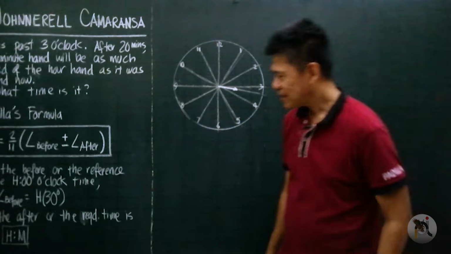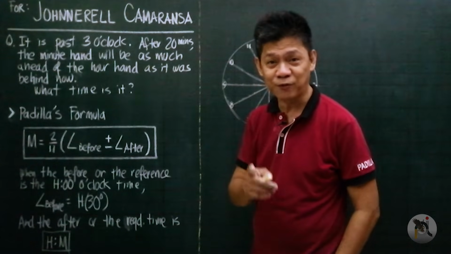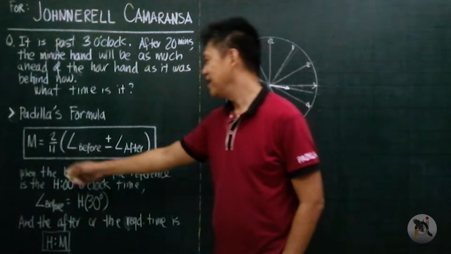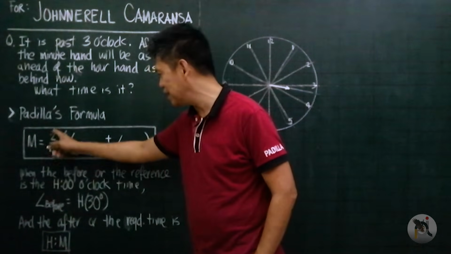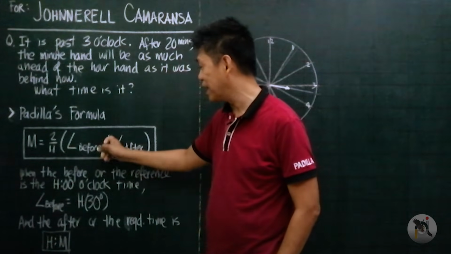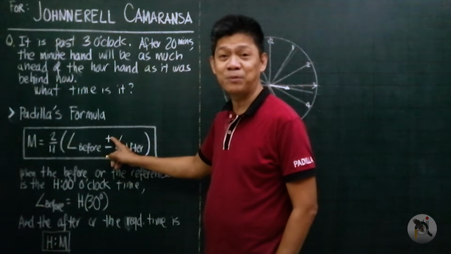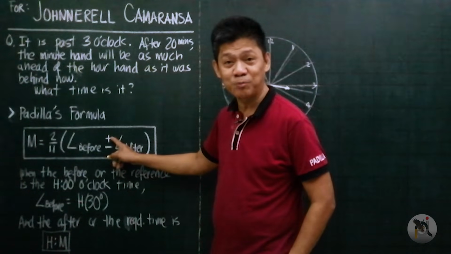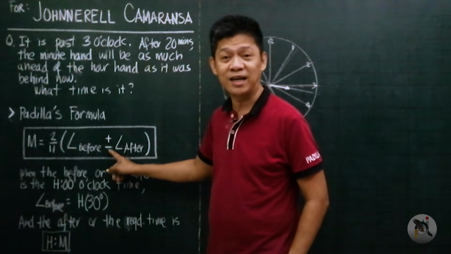So, the Padilla's formula, in its pure form, is M, the minutes traveled by the minute hand, is 2/11 times angle before plus or minus angle after. It is plus if the minute hand is already ahead of the hour hand, minus if the minute hand is still behind the hour hand.